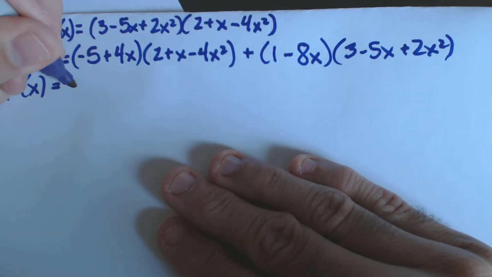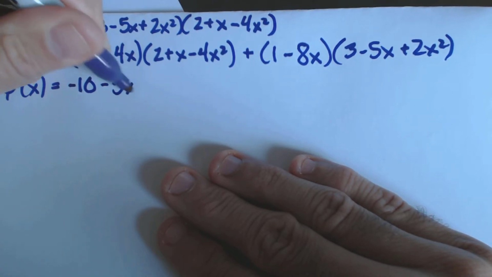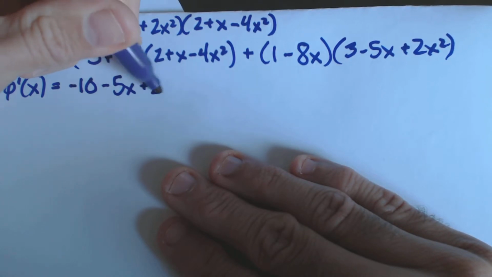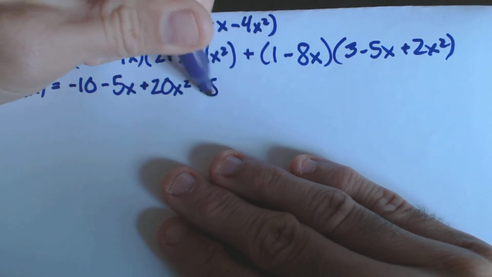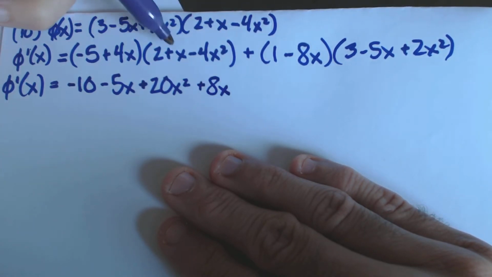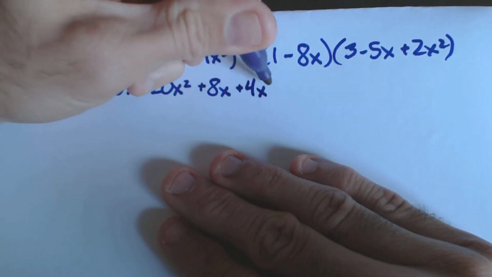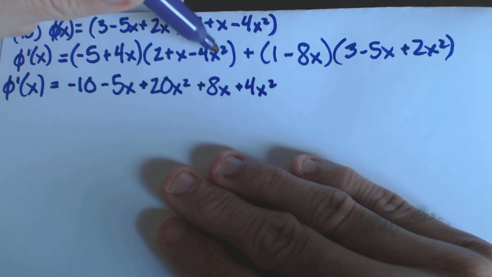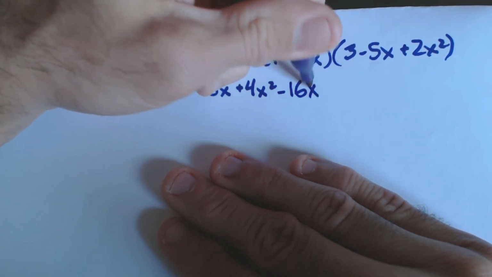Negative 5 times 2 is negative 10. Negative 5 times x is minus 5x. Negative 5 times negative 4x squared is positive 20x squared. Then we look at 4x times 2, which is plus 8x. 4x times x is plus 4x squared. 4x times negative 4x squared is negative 16x cubed.